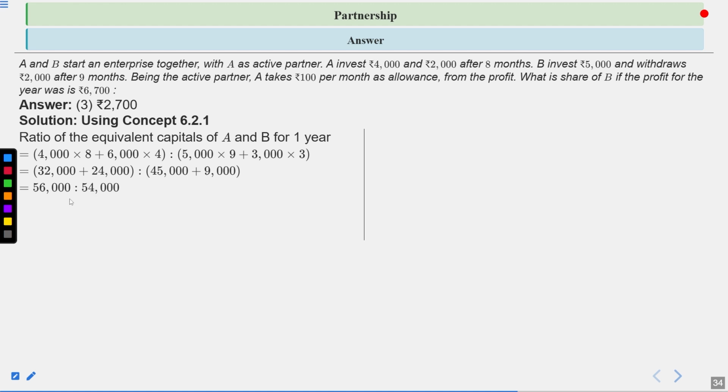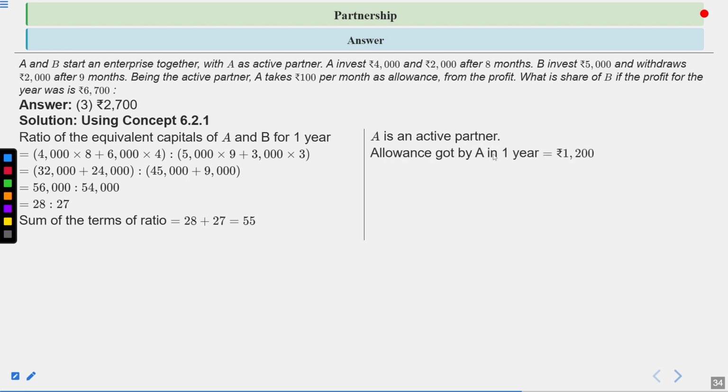We can simplify it and we get the ratio 28:27. Now the sum of the terms of the ratio is 28 plus 27, which becomes 55. Now A is an active partner. It is also given that the allowance got by A is 100 rupees per month. So in 12 months he got 1,200 rupees. We subtract it, so the remaining profit will become 6,700 minus 1,200, which is equal to 5,500 rupees.